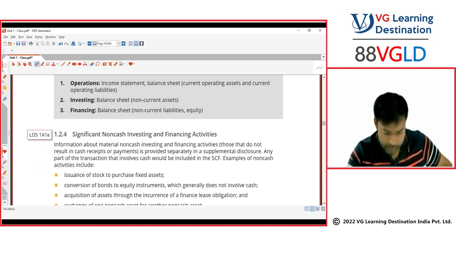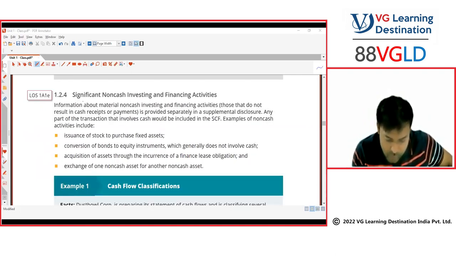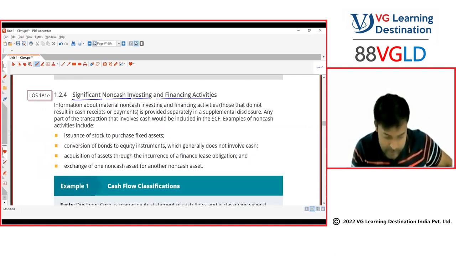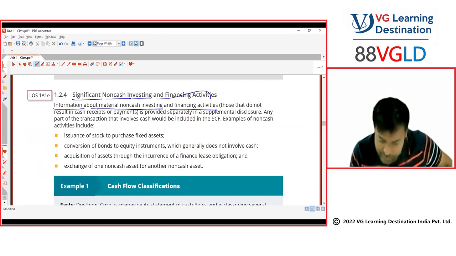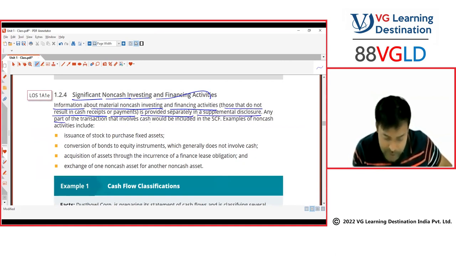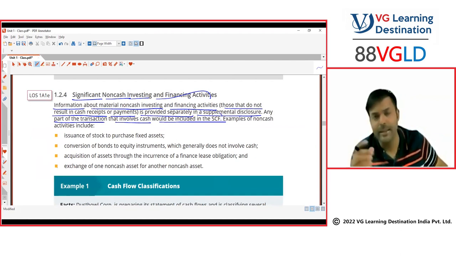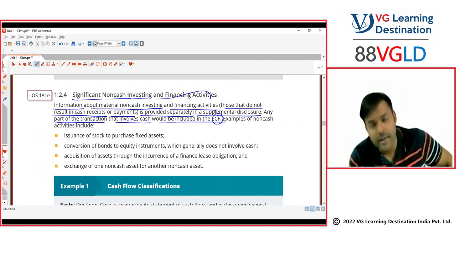So here we are having significant non-cash investing and financing activities. Information about the material non-cash investing and financing activities that do not result in cash receipts or payments is provided separately in supplemental disclosures. Any part of the transaction that involves cash would be included in the statement of cash flows. So anything related to cash is going to be in the SCF, that means the statement of cash flows, otherwise not.